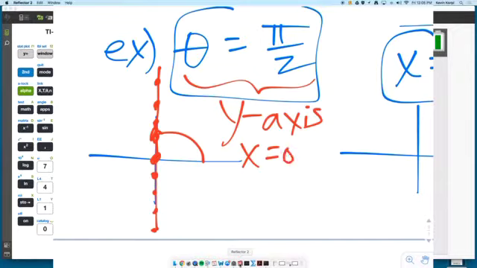So theta equals pi halves is also known as the y-axis. It's the same as the equation x equals 0. So that's why when we say it's symmetric to the y-axis, it's the same as saying it's symmetric to the line theta equals pi halves.